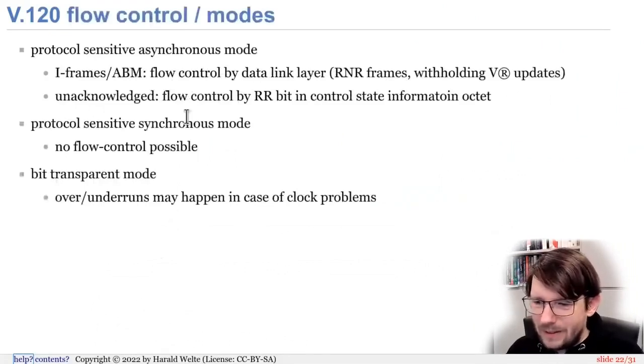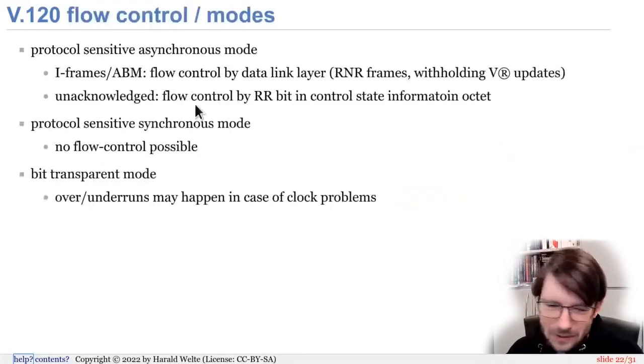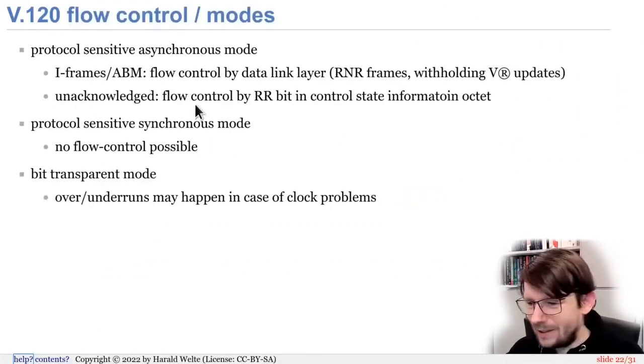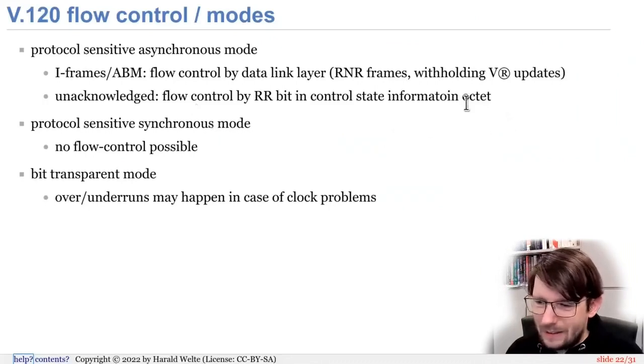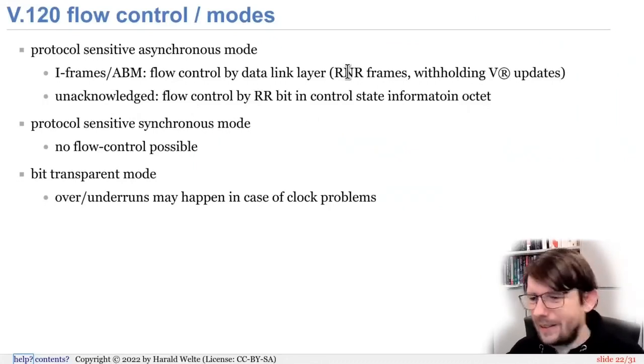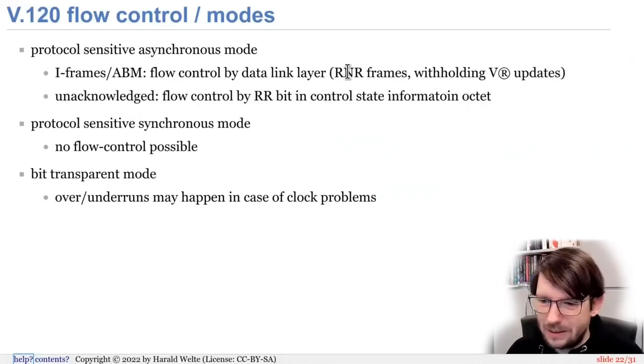And this basically means that the receiver, let's say it uses an RTS-CTS handshake, would set the respective handshake line, and that would get encoded either in the RR bit or would trigger the RNR frame transmission, go all the way to the other side, so the other side stops sending more data. Yeah, and for the other two modes, there is no flow control possible. It's only possible in this protocol-sensitive asynchronous mode.